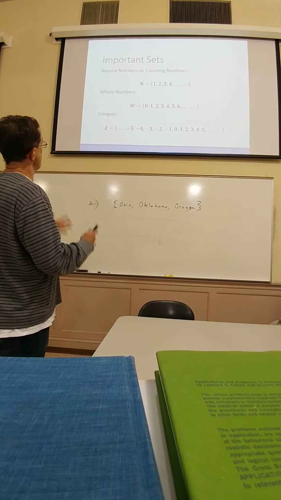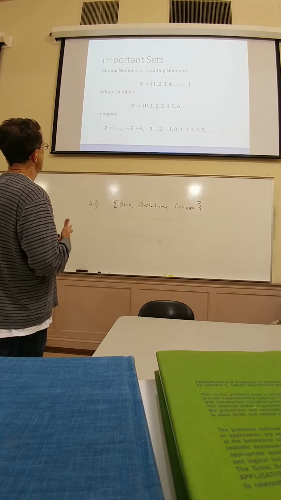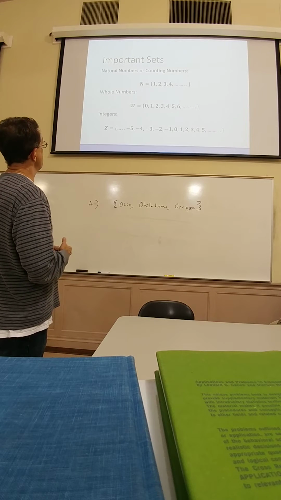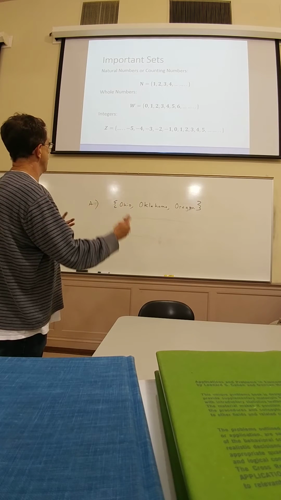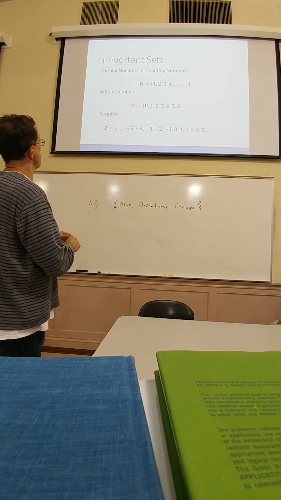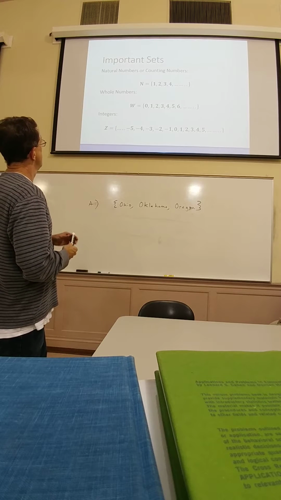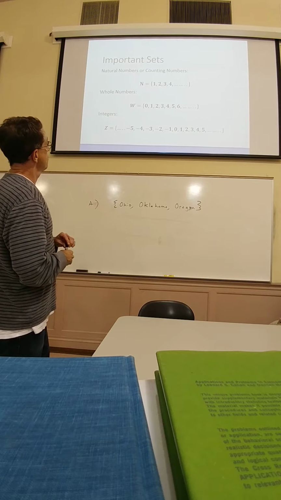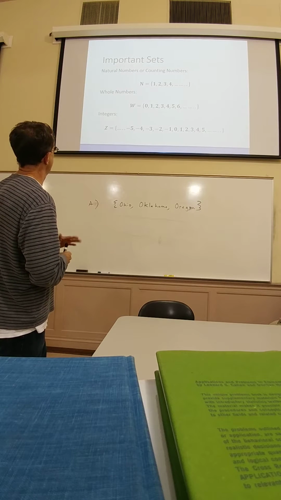Natural numbers, these are just some important sets, and these all deal with classifying numbers. So if you take 1, 2, 3, 4, 5, 6, 7, 8, 9, etc., those are what you call the natural or counting numbers. That is represented by capital N or script N.